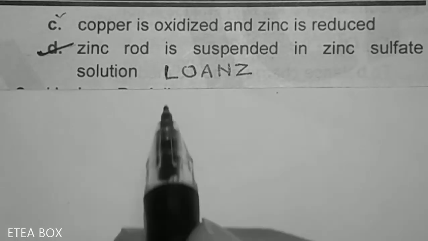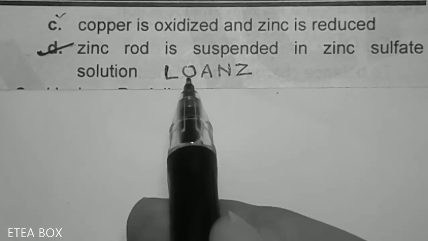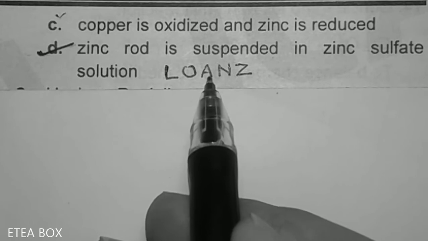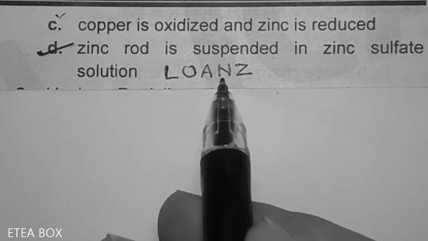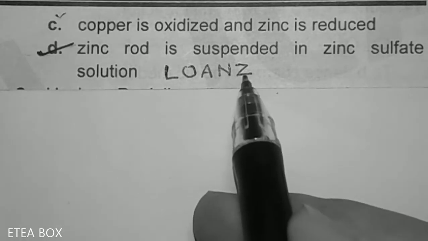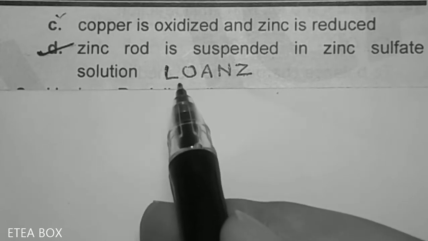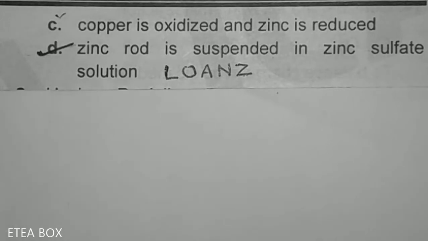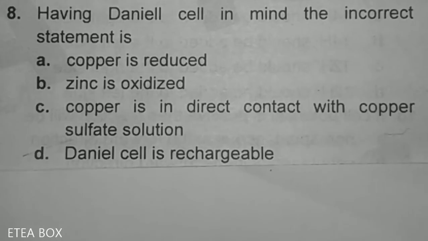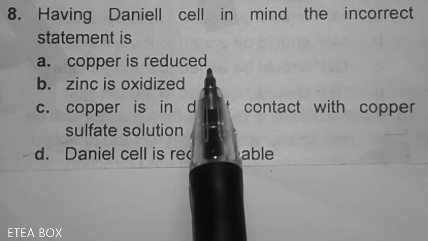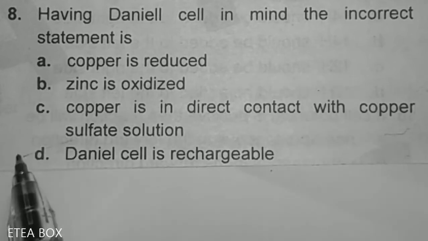Okay, on left side oxidation occurs at anode. Okay, and anode is negatively charged while the electrode is zinc. Okay, at anode the electrode is zinc, so you should memorize this one. Here option D is correct. 8. Having Daniell cell in mind, the incorrect statement is, now look at here.